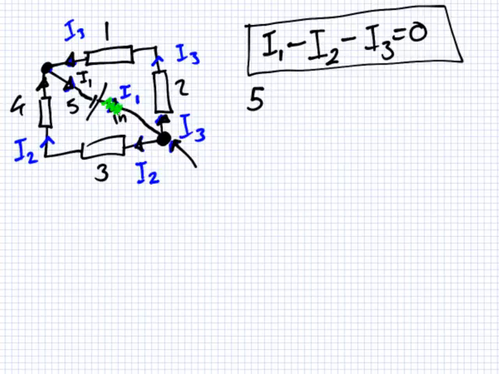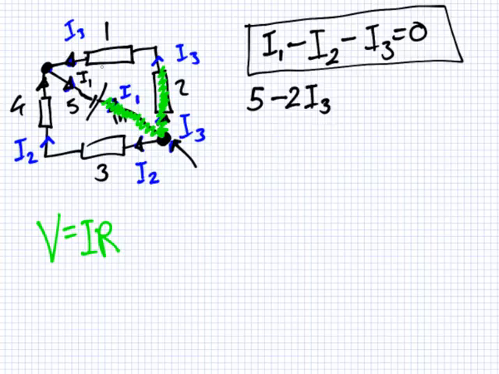Then I go along here and I go up. What's the voltage here? We don't know, but if I use this formula, we can know it. What's the I here? I3. And what's the R? 2. So this will be minus 2 I3. And then when I get here, what happens? Minus 1 I3. And then back here is equal to 0.